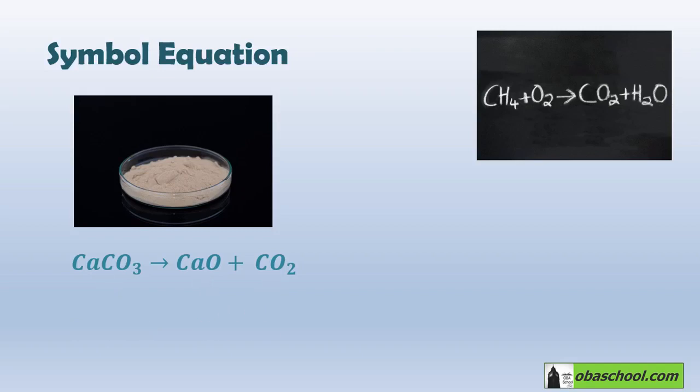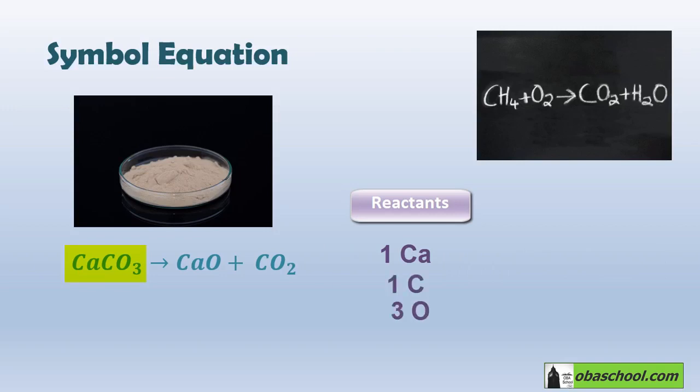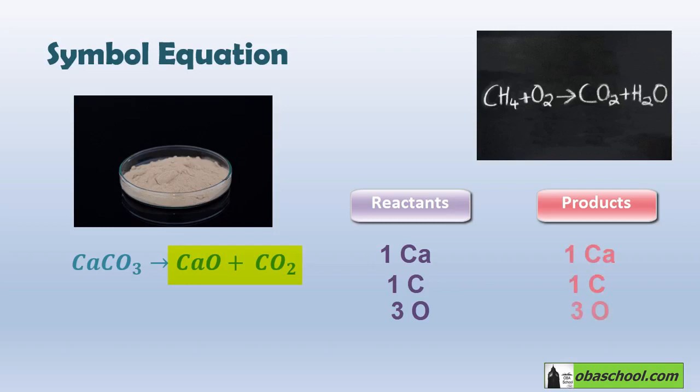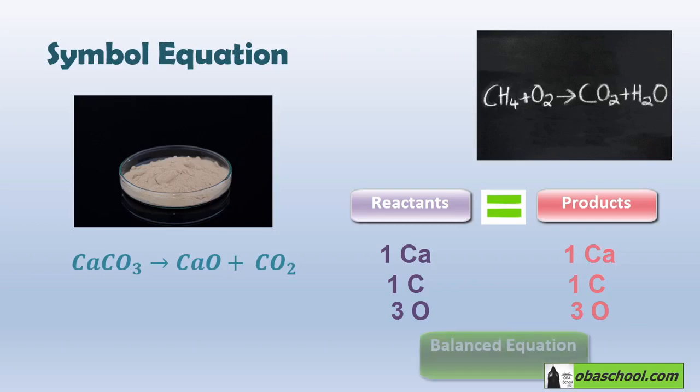Let's count the number of each type of atoms on both sides to check if this equation is balanced. If the numbers are equal, then it will be balanced. So on the reactant side, we have one calcium atom, one carbon atom, and three oxygen atoms, while on the product side, we have one calcium atom, one carbon atom, and three oxygen atoms in total. So on both sides of the equation, there's the same number of each type of atoms, and then it is balanced.